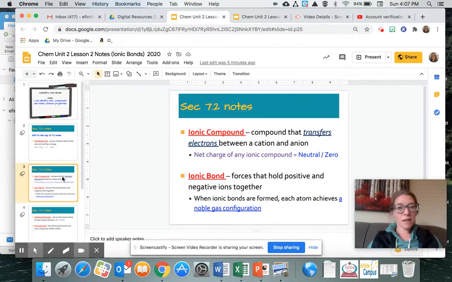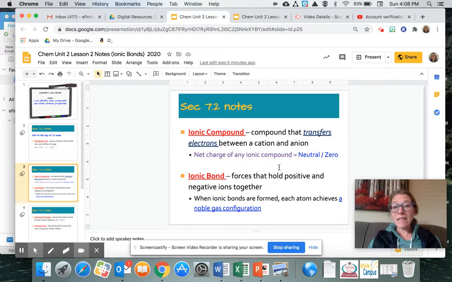All right, then ionic compound and ionic bond. So an ionic compound is a compound that transfers electrons between the cation and the anion. So remember from your first set of notes, the cation is losing electrons, the anion is gaining electrons. So when this transfer happens, that compound is forming an ionic compound. The net charge of any ionic compound is always 0. So you have a +1 with a -1, those two charges add up to 0.